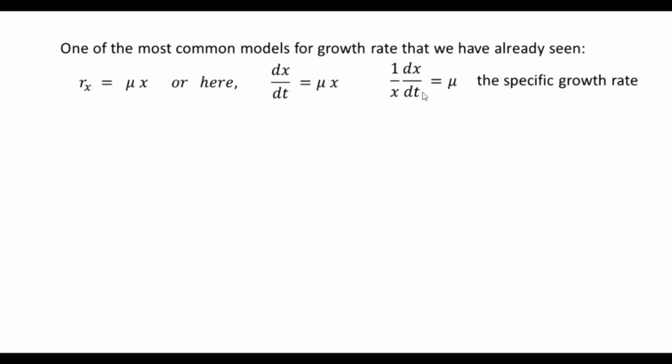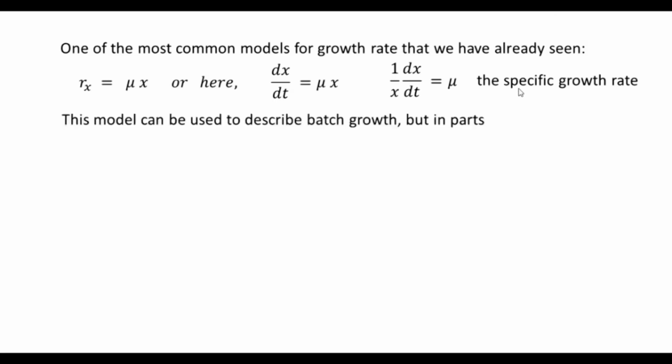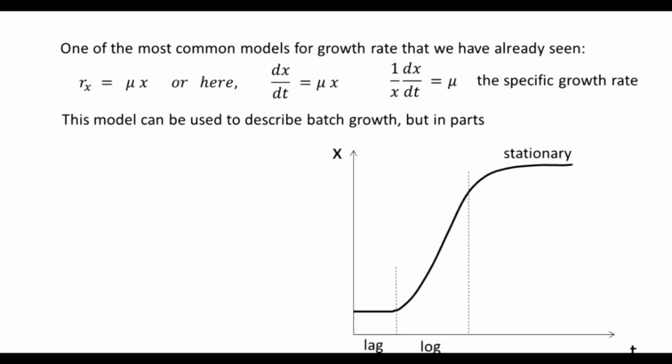It becomes easier to see the meaning of the term. That's the reason I've given it here. The meaning of the term is still valid, it's just easier to see it here. 1 by x dx dt has been normalized with respect to cell concentration, and therefore it is called the specific growth rate. This model can be used to describe batch growth, but in parts.